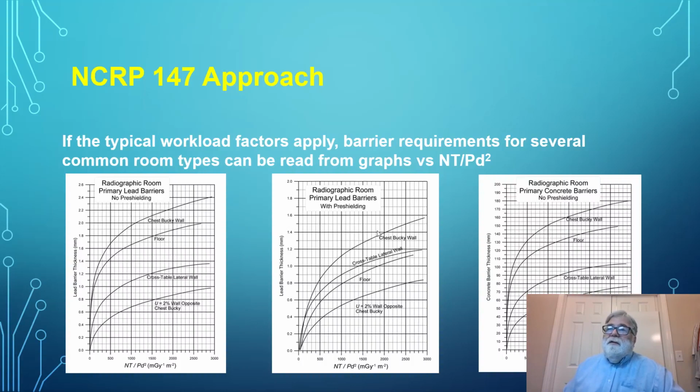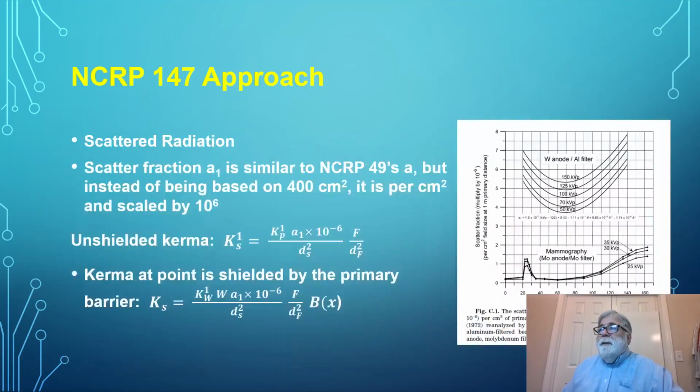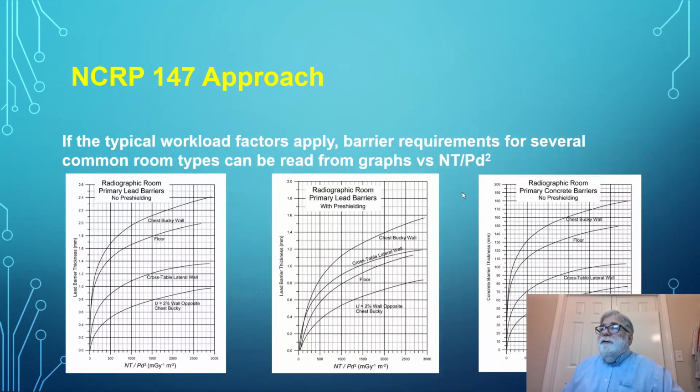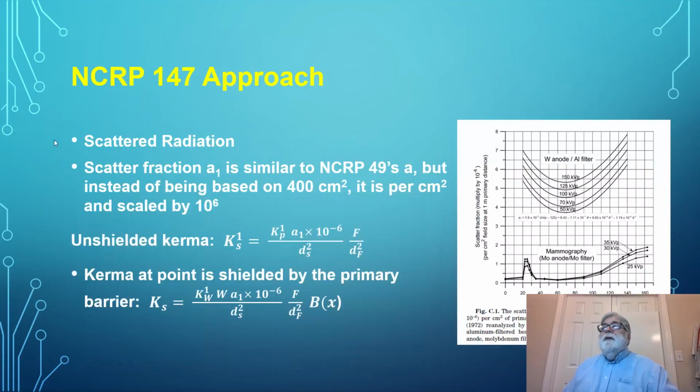This is for concrete. These were the CRP that are available. It's a fairly straightforward thing to do. Calculate NT over PD squared and then look it up in the graph.